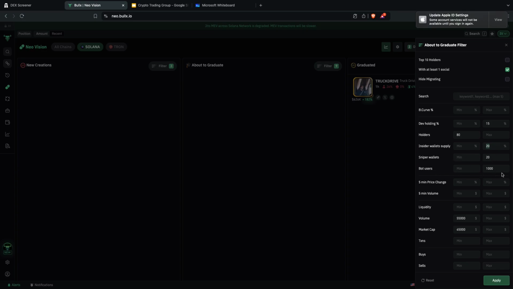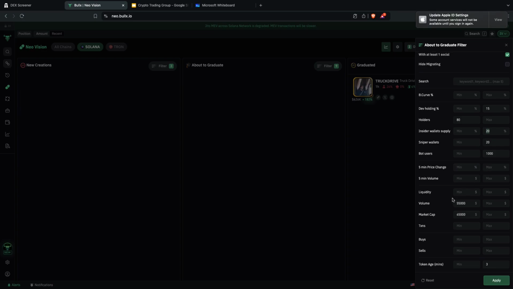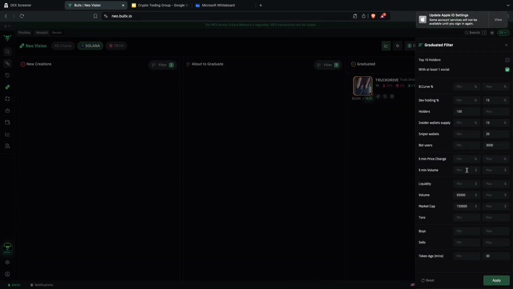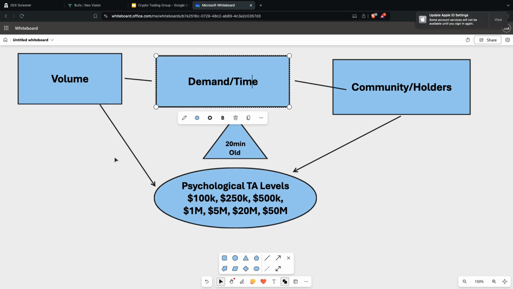Then the bot users should be less than 1,000 US dollars. The volume here can be around 55,000. So the difference between the graduated filter and the about to graduate filter is the threshold of the market cap, because I want my graduated coins that I'm going to be interested in looking at to maintain a market cap value over 150,000 US dollars, because it is a psychological level right over here.